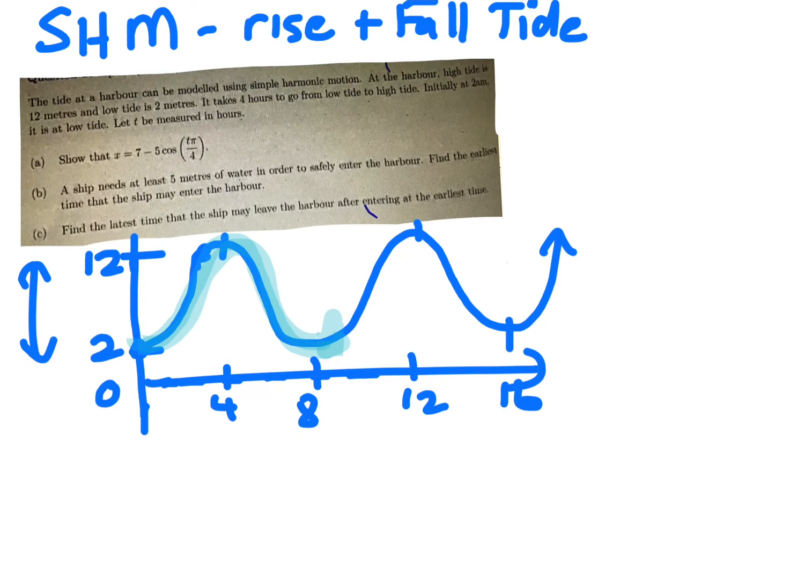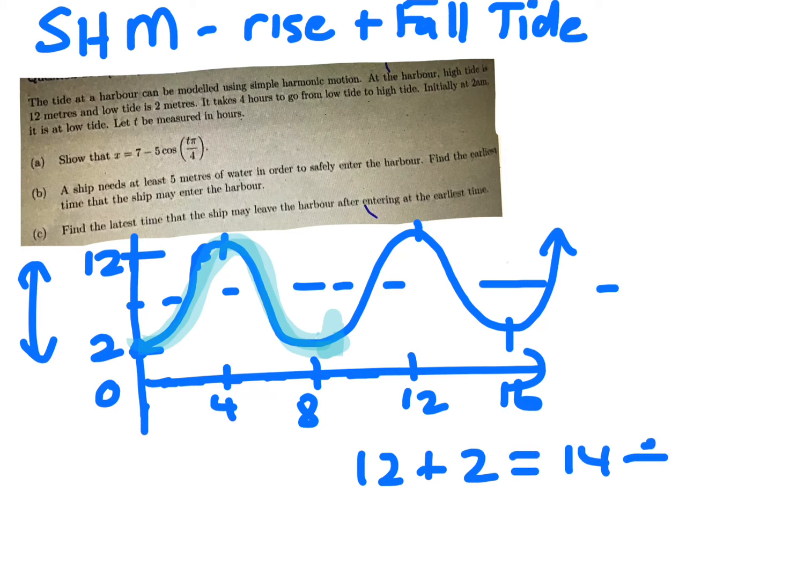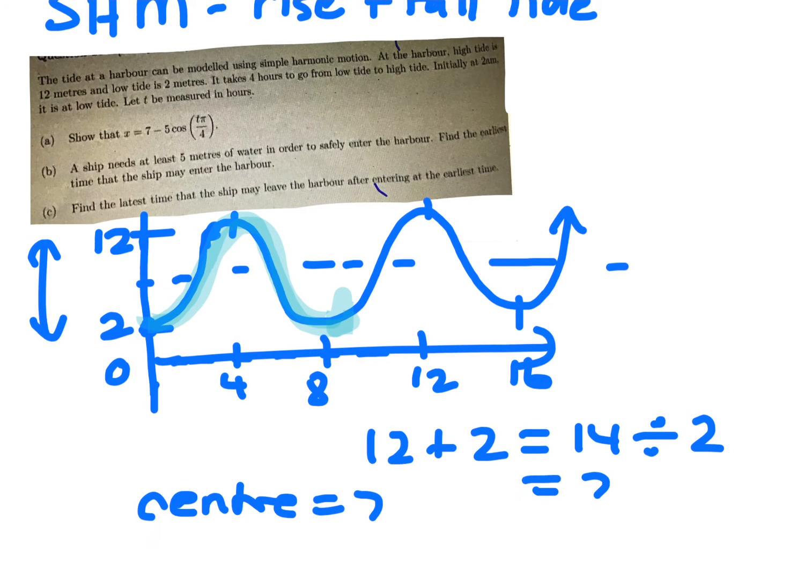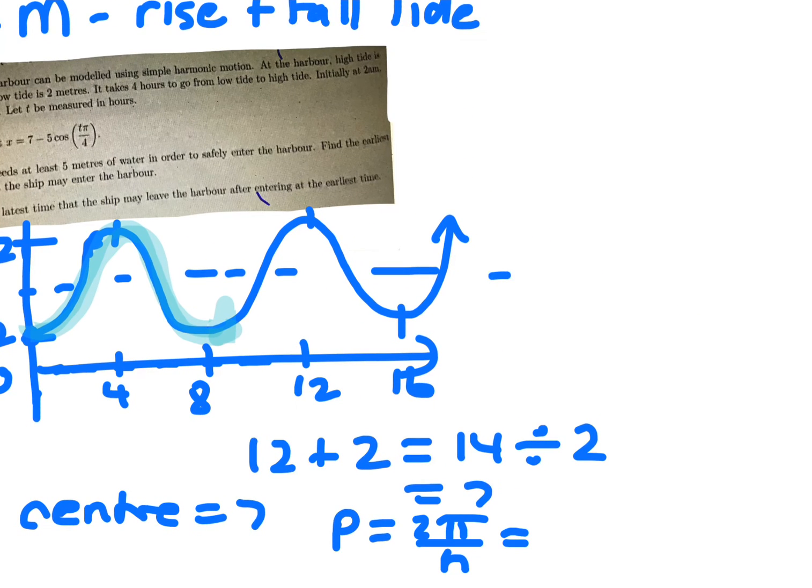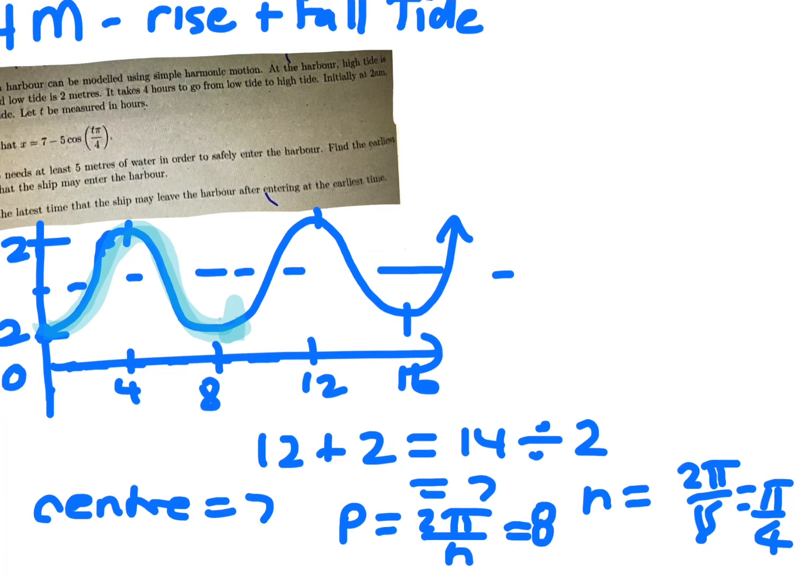Now, first of all, you can see that halfway here, you can see that it oscillates. If you go 12 plus 2, you get 14. Divided by 2, you get 7. That means the centre that it goes between is 7. The period, which is 2 pi on n, will equal 8. So that means that n, when you simplify, will equal 2 pi on 8, which is pi on 4.